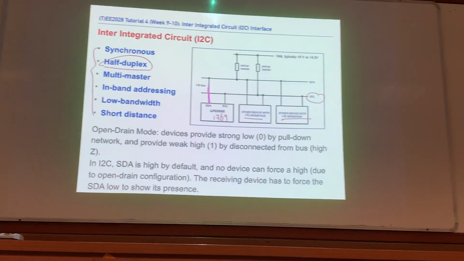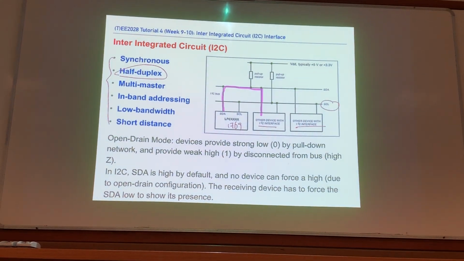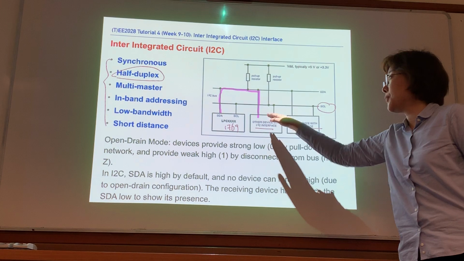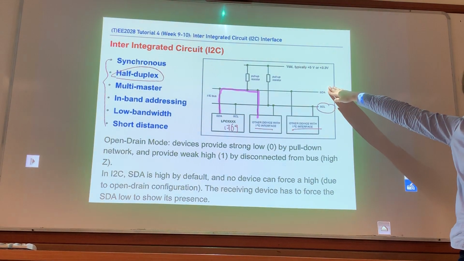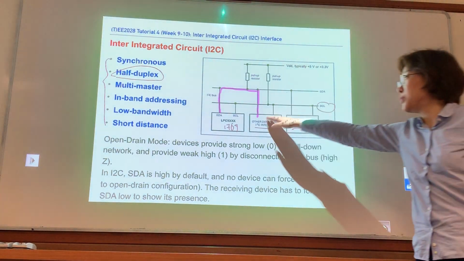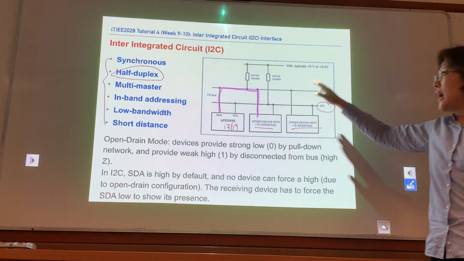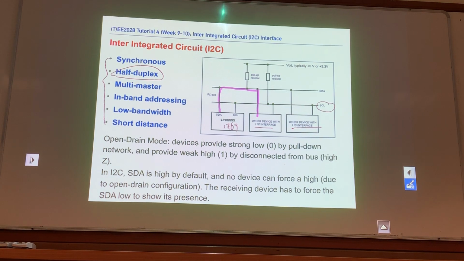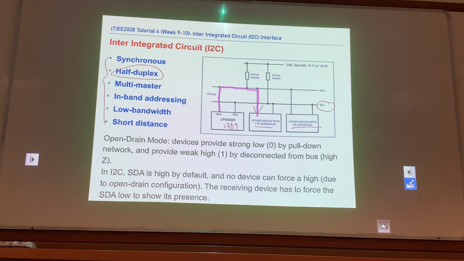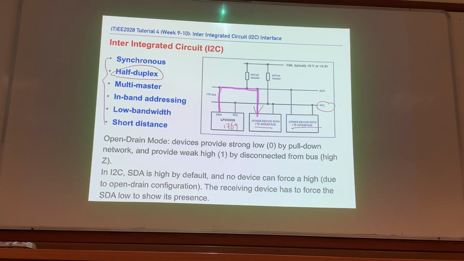Let's say this guy is talking to this one. So these two are talking to each other. This is for the clock, this is for the data that communicates between these two. Every time, at a certain moment, you will see the data transmission direction either this way or the other way. But these two directions won't happen at the same time.